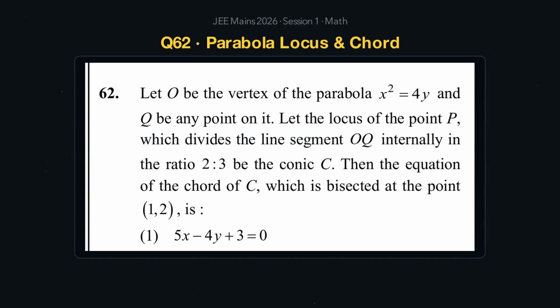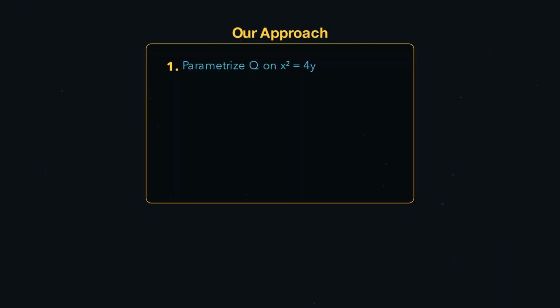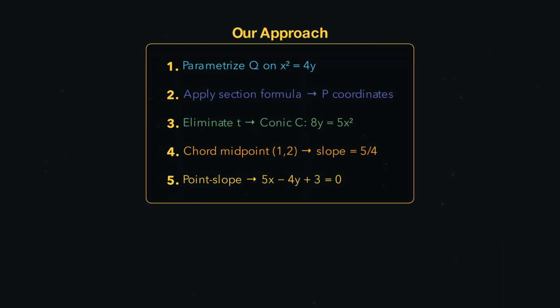Here's our approach. We have the parabola x squared equals 4y, with vertex O at the origin. Point Q moves along it. A new point P always divides segment OQ in the ratio 2 to 3. First, we'll find the locus of P using the section formula. Then we'll find the chord of that new conic with midpoint (1, 2).